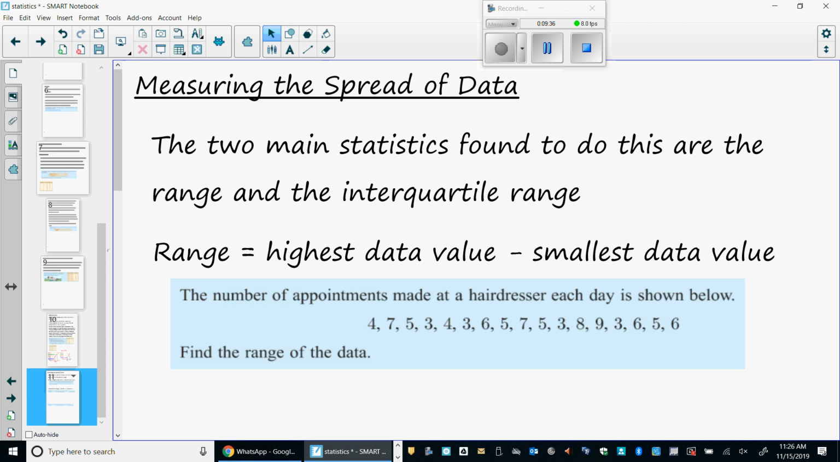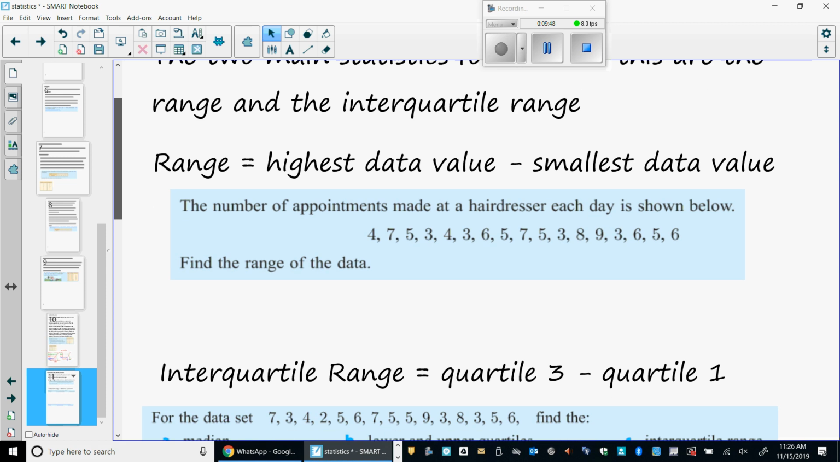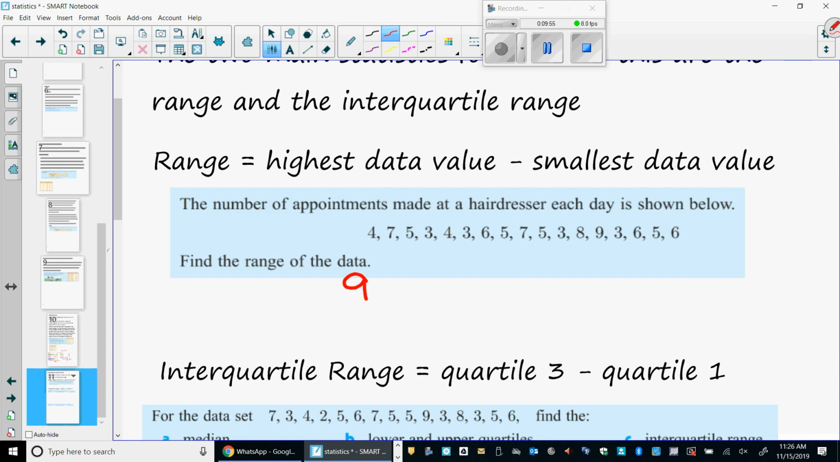Alright, ladies. Shh. So the range is literally the highest number in your data, subtract the lowest number in your data. So in this data here, what's the highest number? 9. What's the lowest number? 3. So we would actually work out the value of 9 take away 3. Now, you must not leave it like that. You wouldn't say 9 to 3 or 3 to 9.